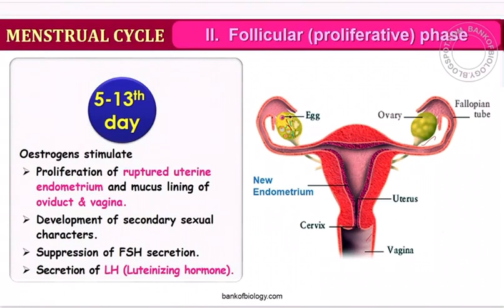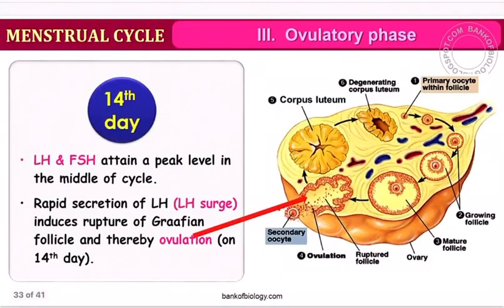The development of secondary sexual characters, such as development of breasts, change of voice, the shrill voice, and then walking style, and no hair in female, all this will be secondary sexual characters. And suppression of FSH secretion: follicle stimulating hormone secretion will be suppressed, and it encourages LH, luteinizing hormone secretion. So LH and FSH attain a peak level. They reach the highest level in the middle of the cycle on the 14th day.